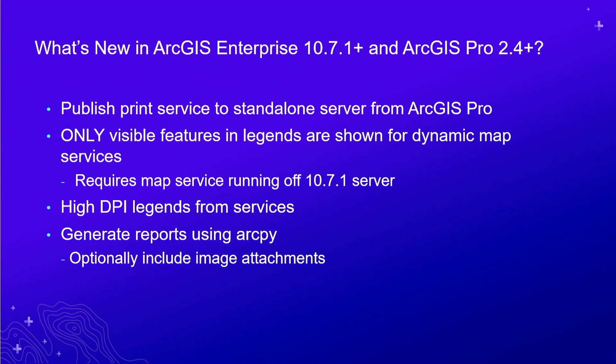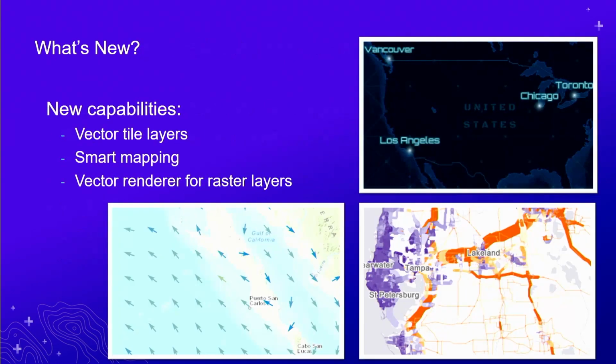Only visible features and legends are shown from dynamic map services. That does require a 10.7.1 map service. We also can produce high DPI legends from services, and there's better integration of reports using arcpy. Tanu will cover a bit more of that later in the demonstrations.